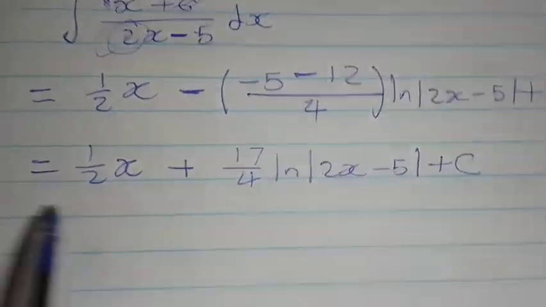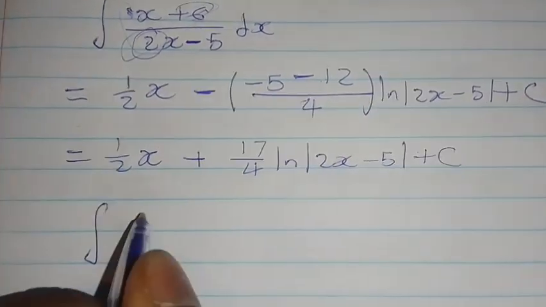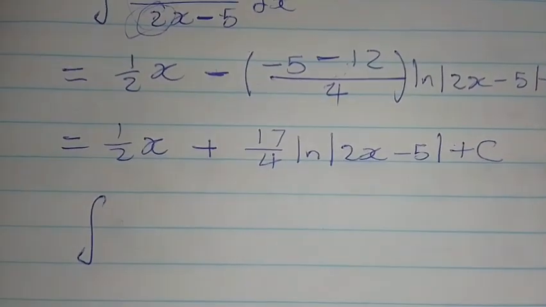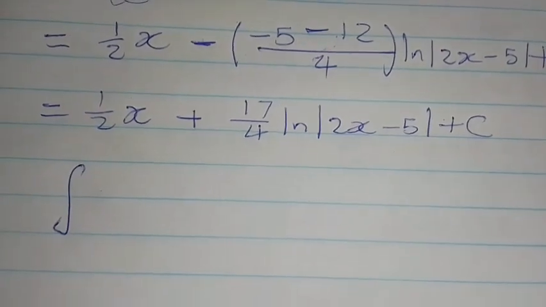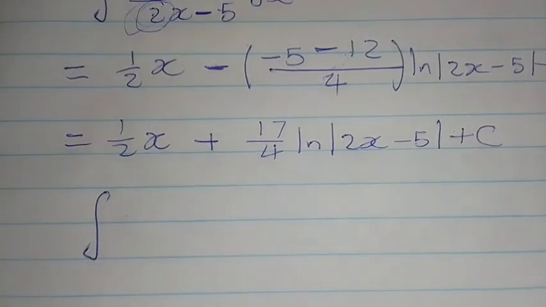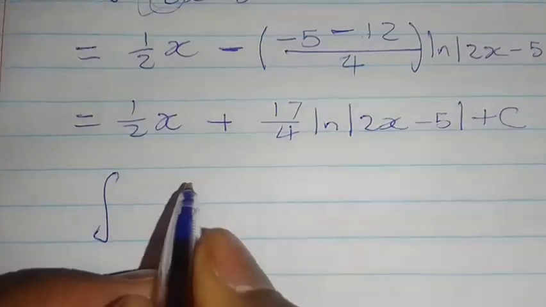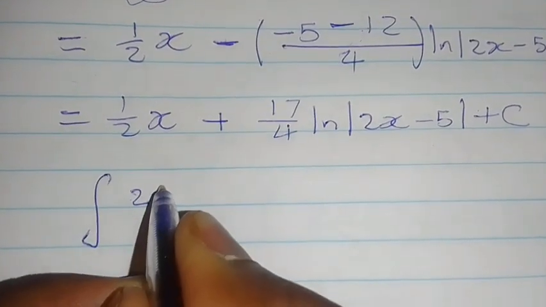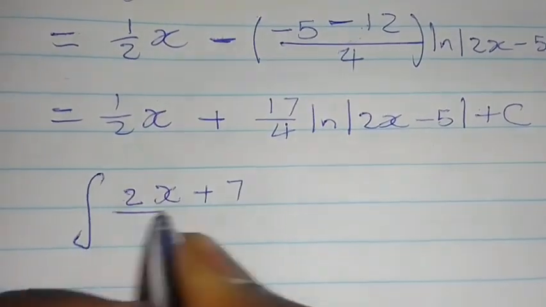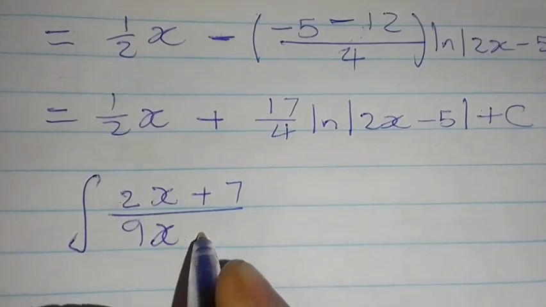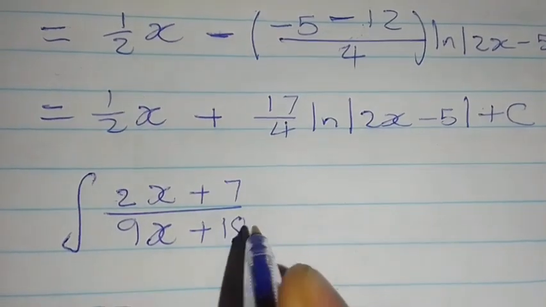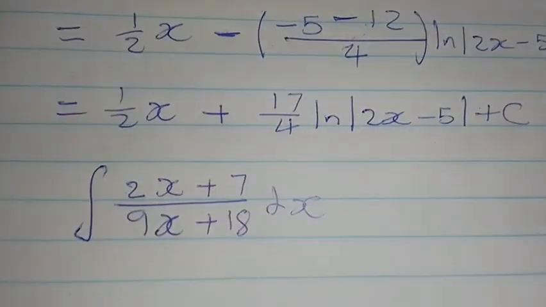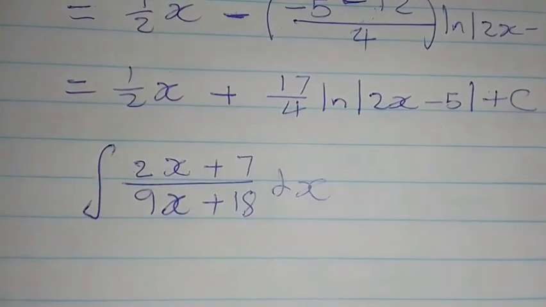So you do this on multiple choice questions. You can basically do any linear, as long as it's just a ratio of two linear functions, then you can work it out like that. So this is just a shortcut for multiple choice questions. See if you can try this one: the integral of 2x plus 7 divided by 9x plus 18 dx. See if you can work this one out. Can you work it out?